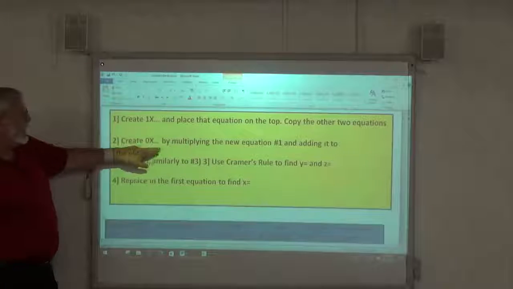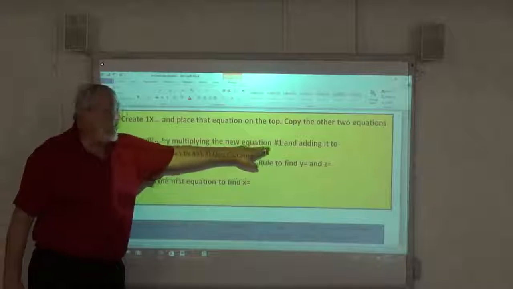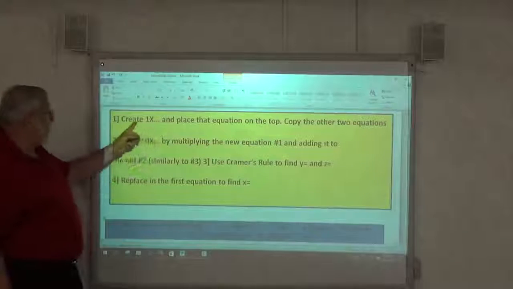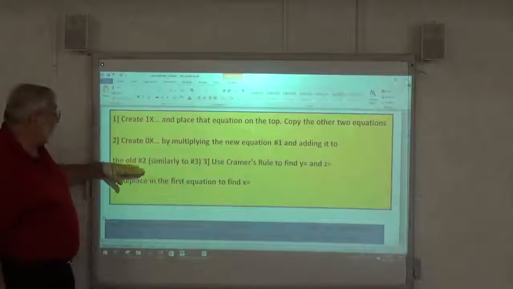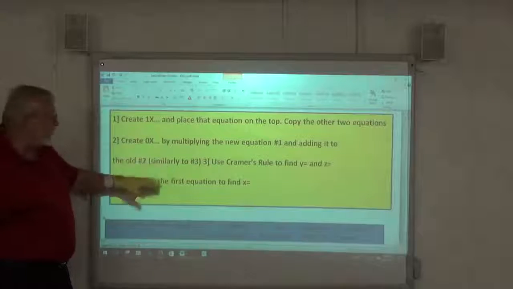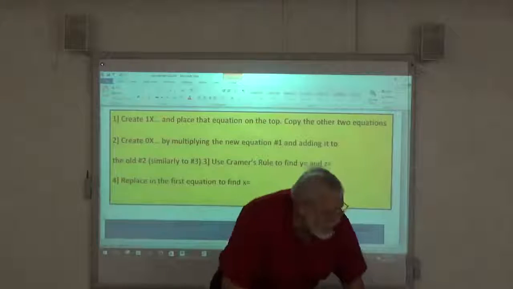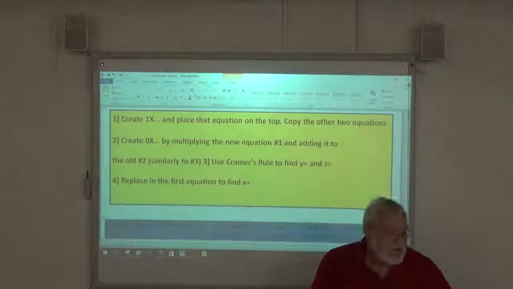You're going to multiply the new equation number 1, which has a 1x, and you're going to add it to the old number 2 or number 3. Whoa, this got crazy on me too. This is a lot.